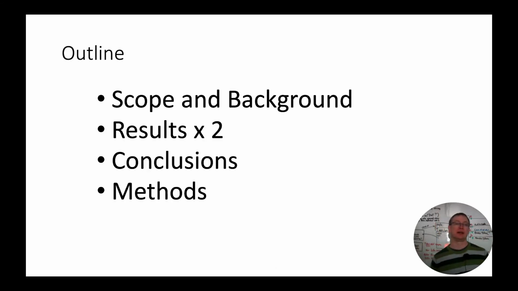Starting with the outline. This talk is divided into four pieces. It's a scope and background, where I give you some basics you need to understand the results that I will present next. And I will select two of the results from this work. I will then continue with some conclusions for this. And then in the methods section, I will talk a little bit about how this research was performed.